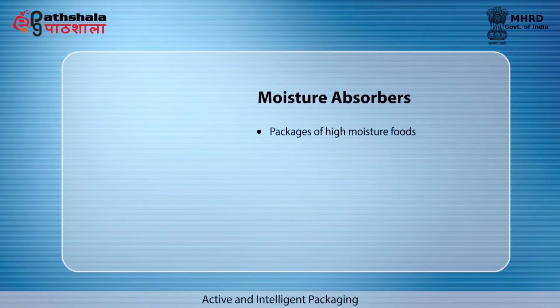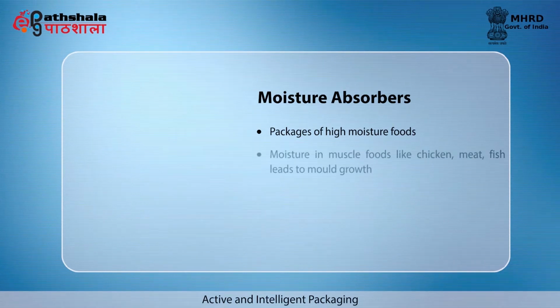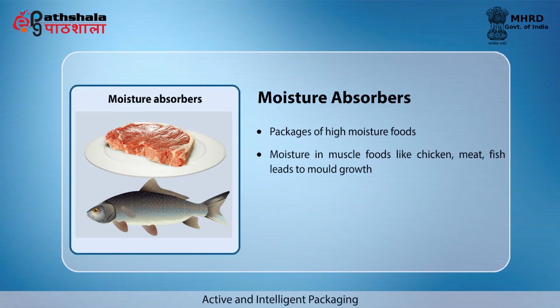Moisture absorbers. In the packages of high moisture foods, moisture may accumulate in the packets due to temperature fluctuations. Moisture is also a menace in muscle foods like chicken, meat, fish, etc. If this moisture is not removed, this leads to mold growth.